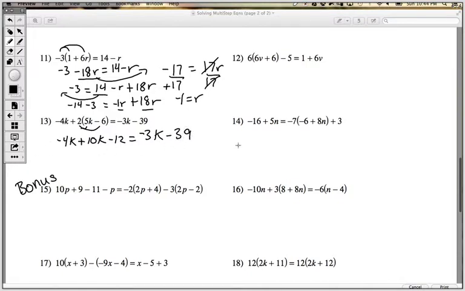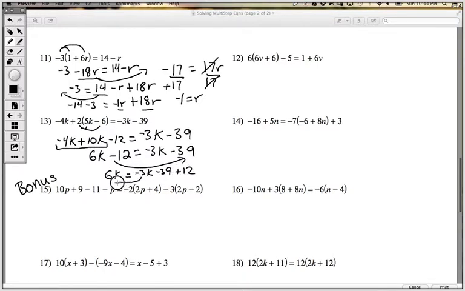Okay, what can we do now? It looks like we can combine these two. Let's start with that. That would give me 6k, because it's negative 4 plus 10. And we have minus 12. And then on the right side, we have negative 3k minus 39. I'm going to go ahead and move the 12 over here. That would give me 6k equals negative 3k minus 39 and then plus 12.